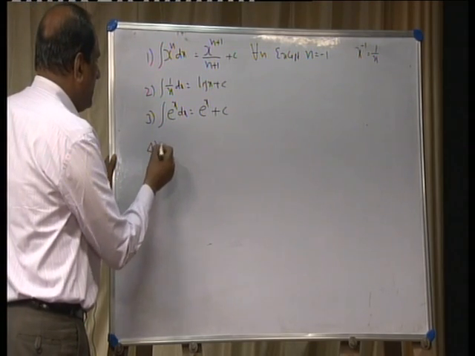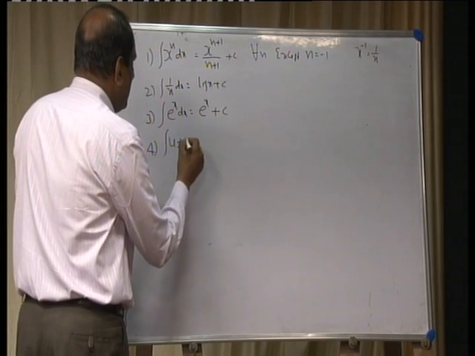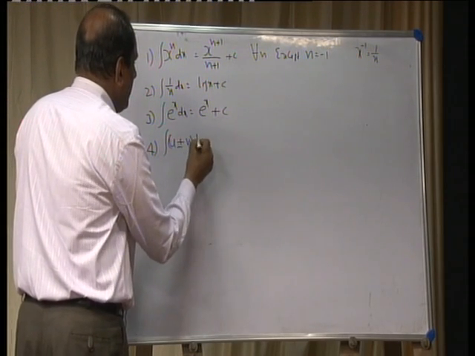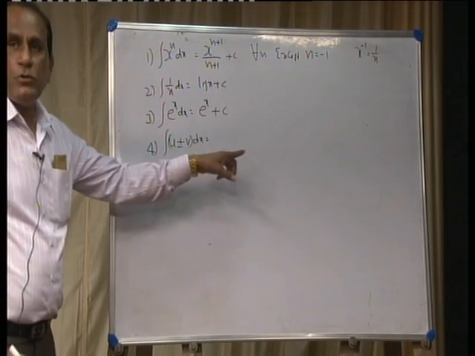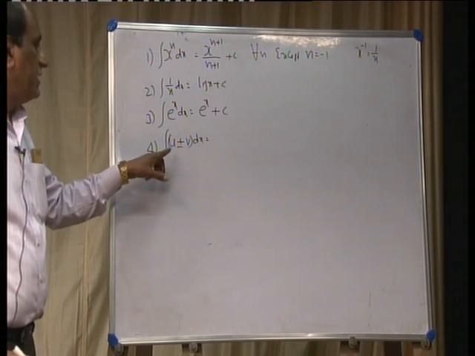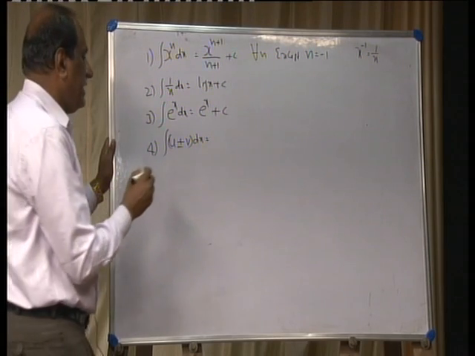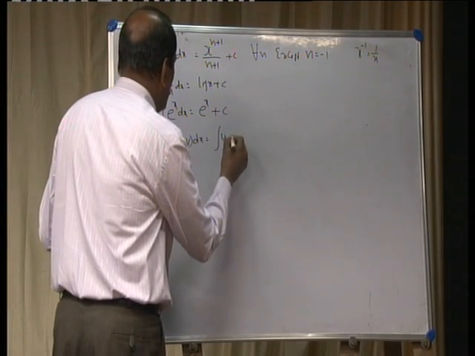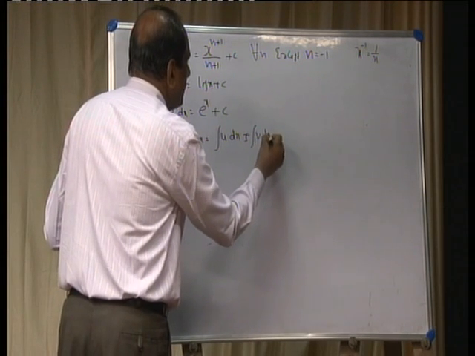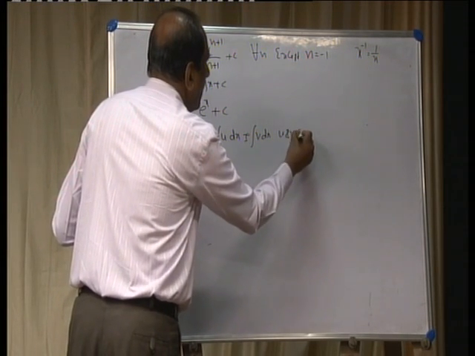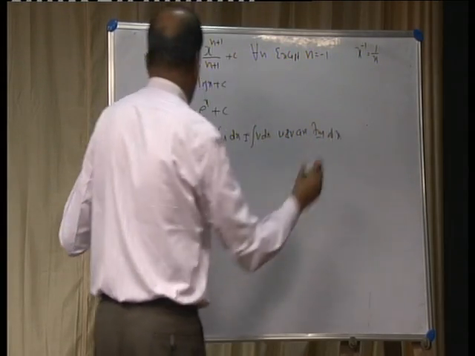So fourth result, integration of u plus or minus v dx, where u and v are functions of x. We can split into two integrals depending on the number of terms in the integrand, connected by plus or minus. So that is equal to integral of u dx plus or minus integral of v dx, where u and v are functions of x.